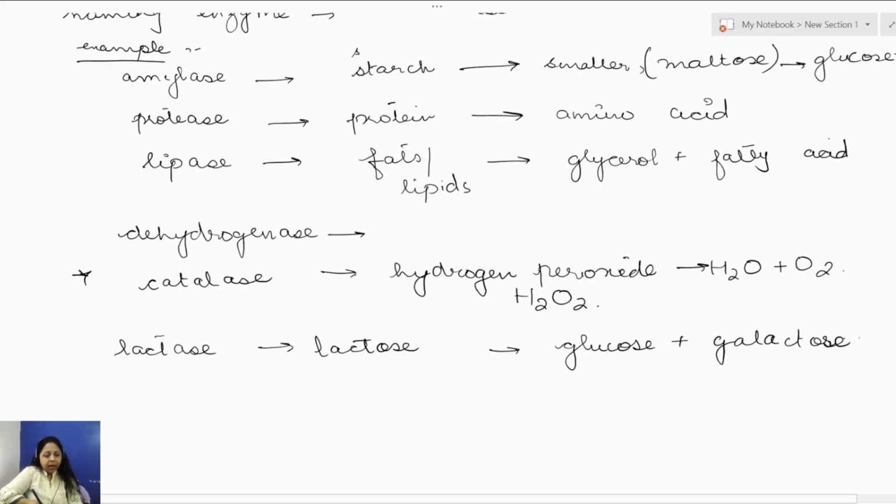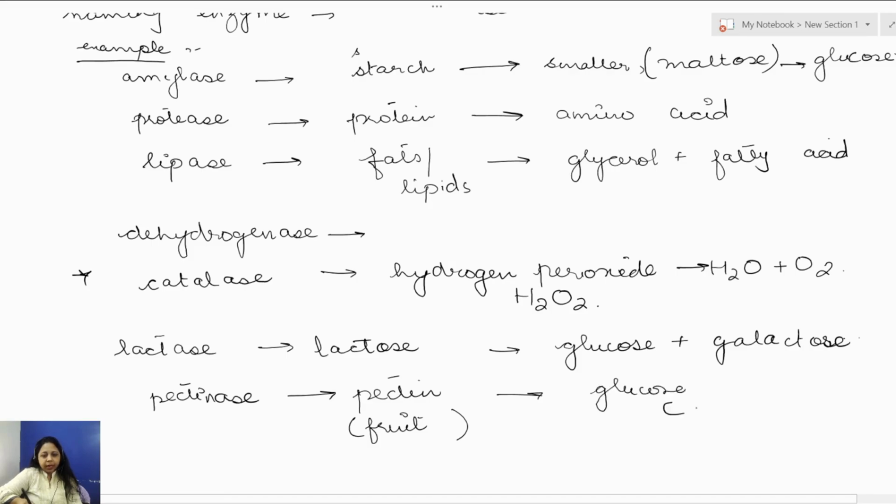Catalase is an enzyme and it acts on hydrogen peroxide. These are the names of enzymes. So later we are going to discuss. Then there is one more which is important with respect to your exam. Pectinase. It would act on fruit peel, and convert it into a simpler unit, and it is used in the production of juices. We will discuss it later.